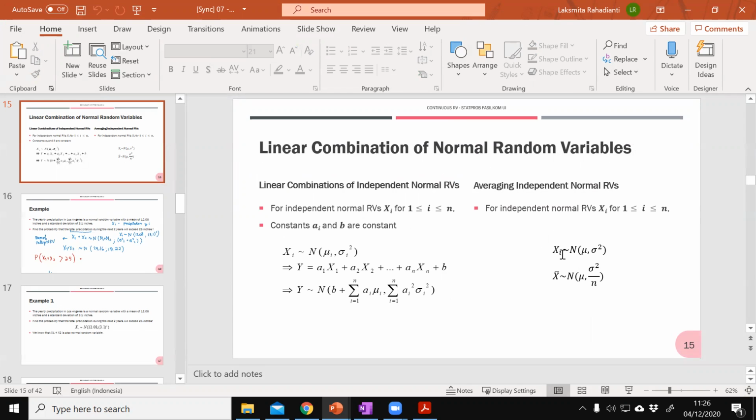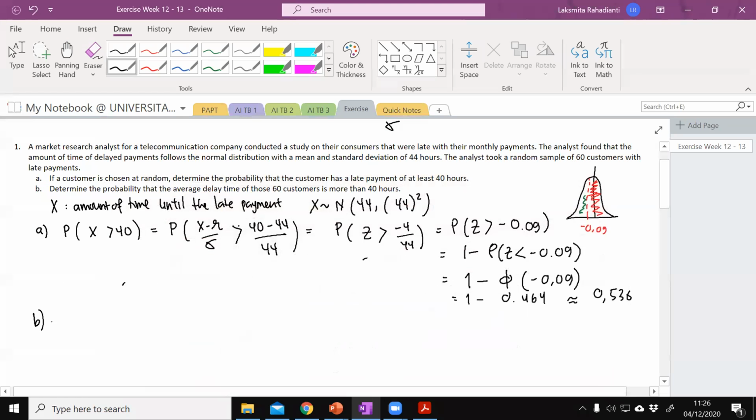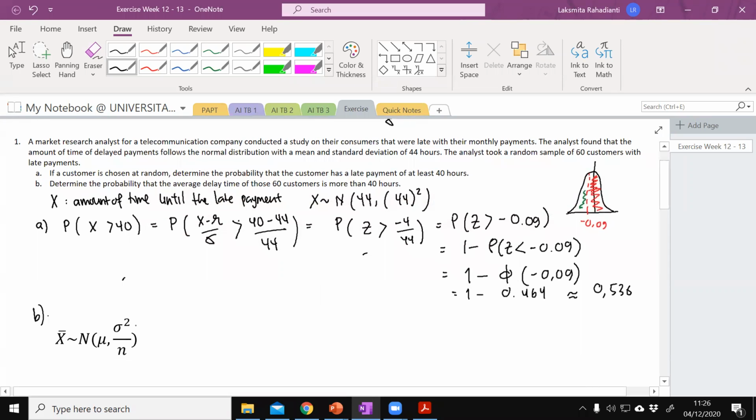If each individual random variable follows a normal distribution, then the average of them will follow this new distribution here. So if we put our values into this one, we now know that our average, and this is the amount of points we have, 60 here. So we can translate this, and we now know that our average will follow a normal distribution with mu does not change, so it's still 44.